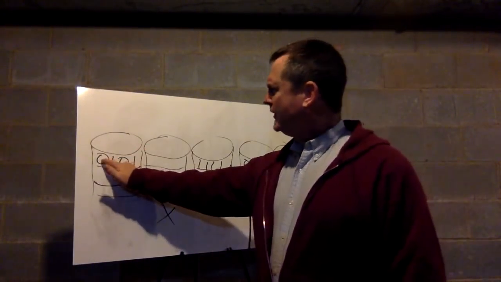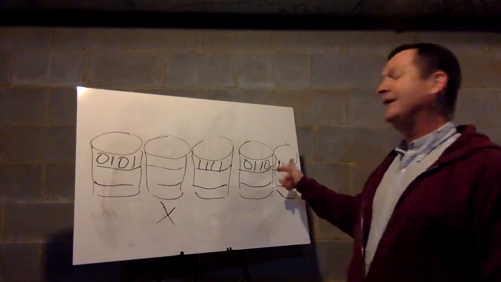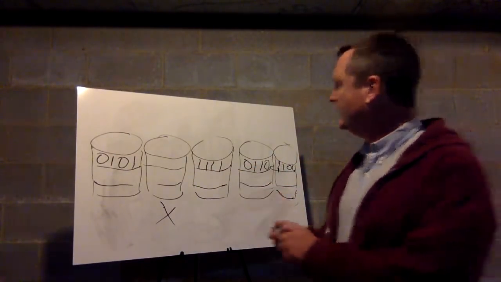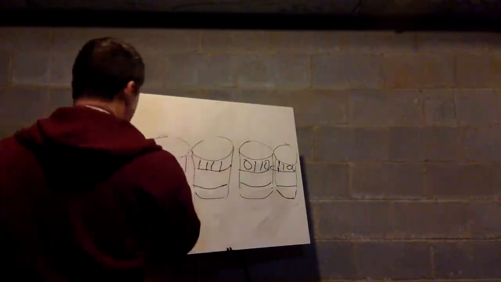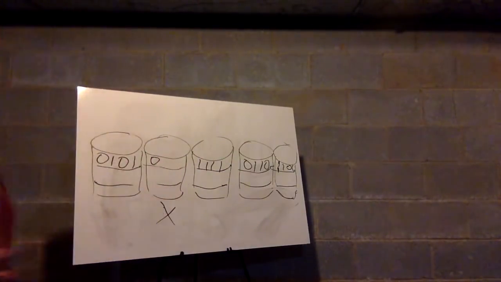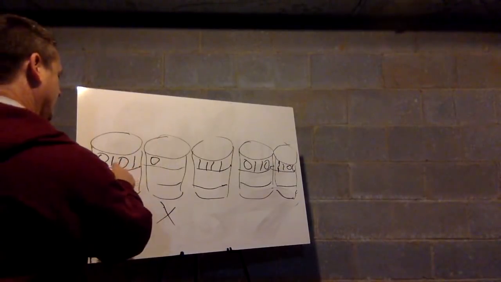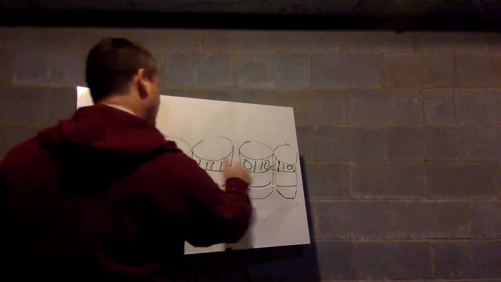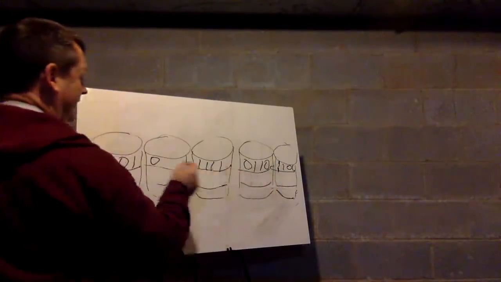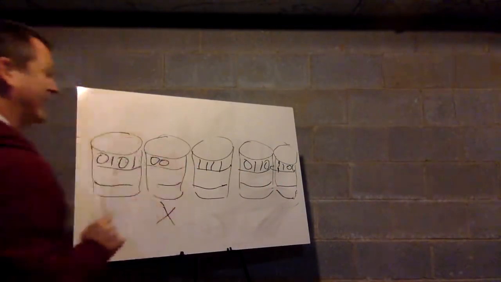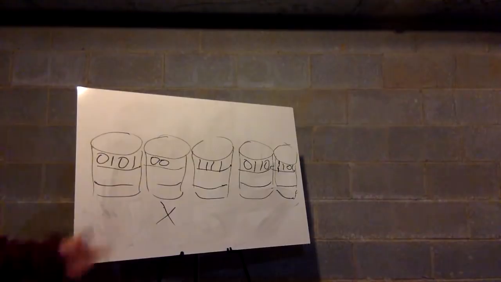Looking at the first bits, there's a 0, 1, 0, 1. That's already an even number of ones. So that first bit there must have been a 0. Otherwise, parity would have been wrong. We'll continue with this example. So the next bit, 1, 1, 1, 1. That's also already an even number of ones. So that one must have been a 0, or parity would be wrong.